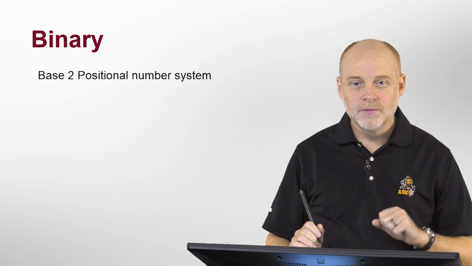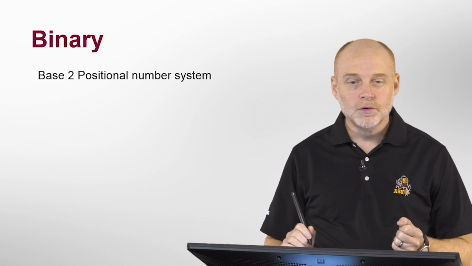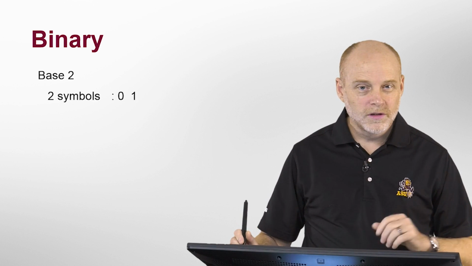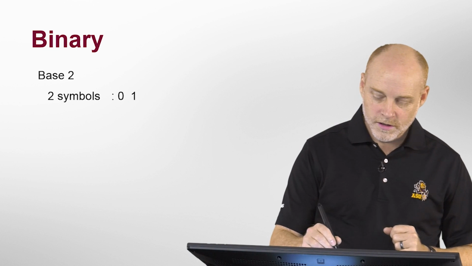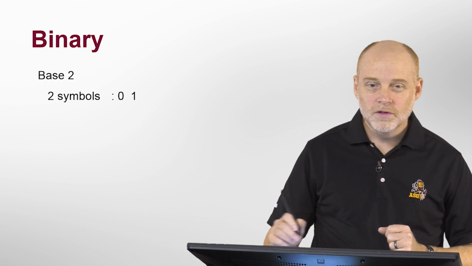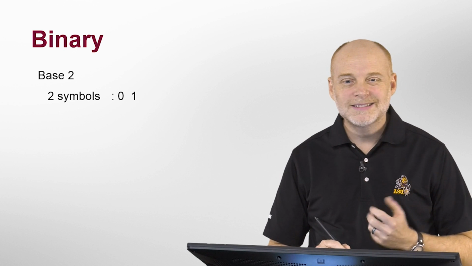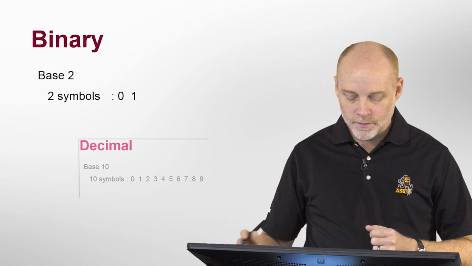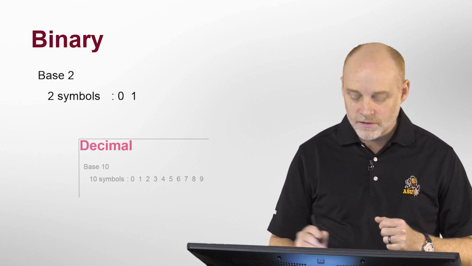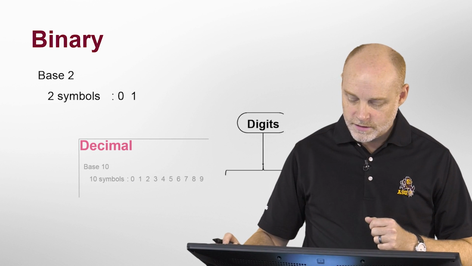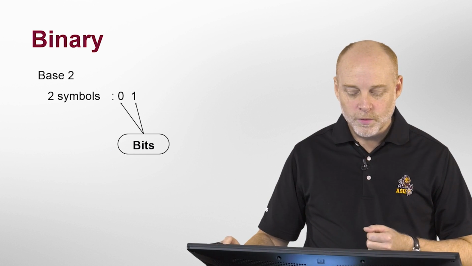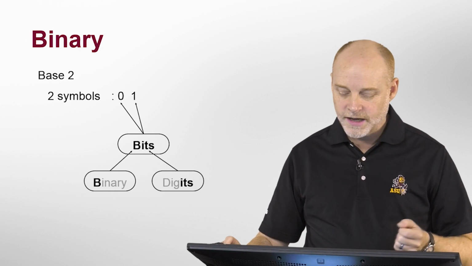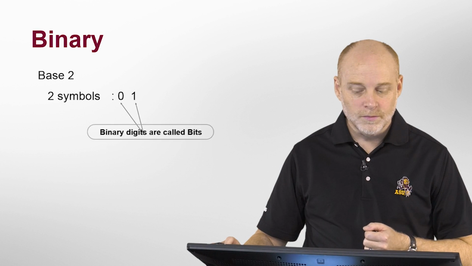While decimal is a base 10 positional numbering system, binary is a base 2 positional numbering system. And we also know that base 2 means two things. First, binary uses only two symbols. It uses the 0 and it uses the 1. So binary is already simpler than the decimal numbering system. Remember that in the decimal numbering system, we use these 10 symbols, and we call these 10 symbols digits. Well, in binary, we call the symbols bits, which is just a mashup of the words binary and digits. So binary digits are called bits.